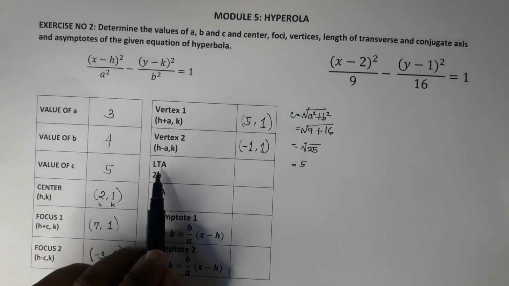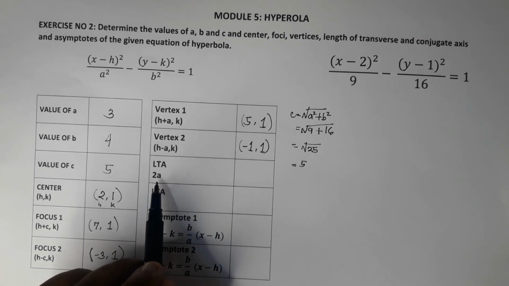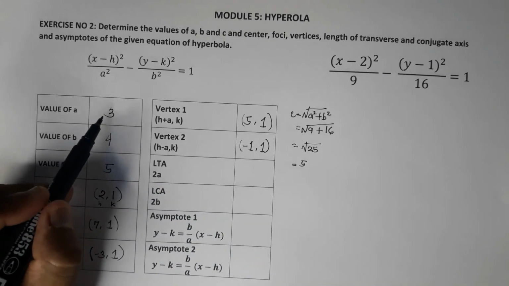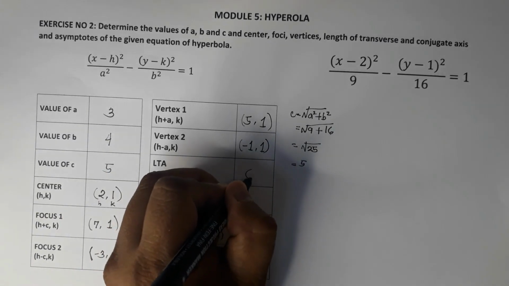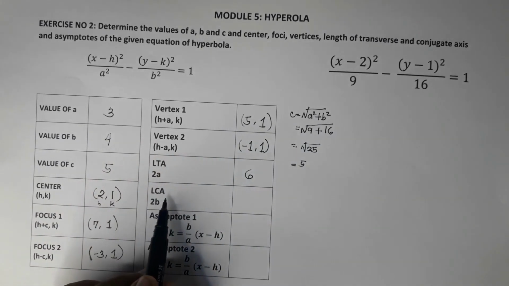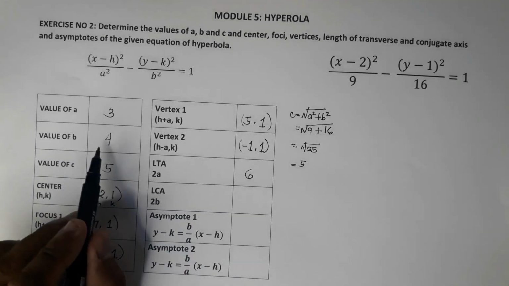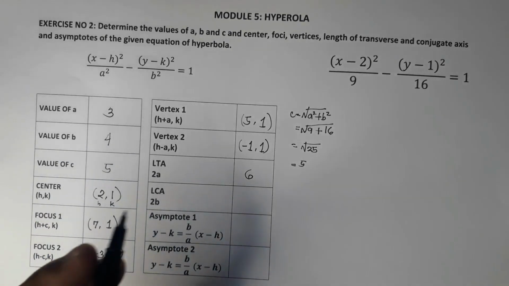Next, the length of the transverse axis, which is 2A. So 2A, here's my A. 3 times 2, that makes it 6. My length of the conjugate axis, we have 2B. Here's my B multiplied by 2, that makes it 8.